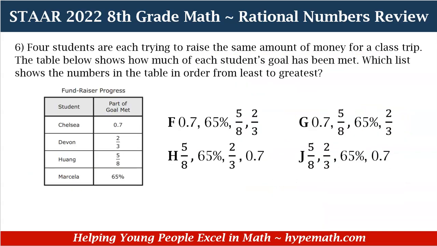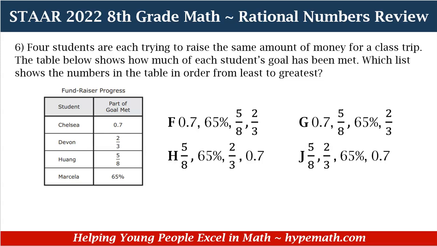4 students are each trying to raise the same amount of money for a class trip. The table below shows how much of each student's goal has been met. Which list shows the numbers in order from least to greatest? And that means from the what? Yes, from the smallest number to the largest number.